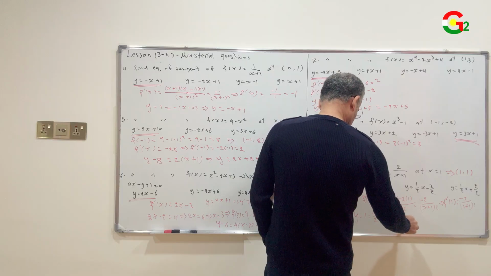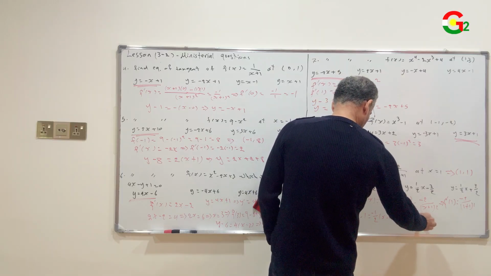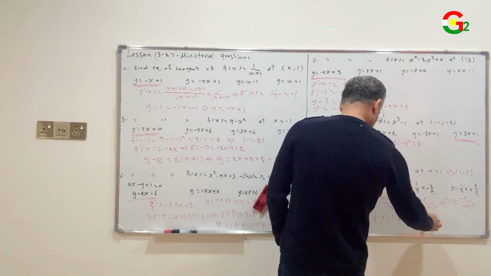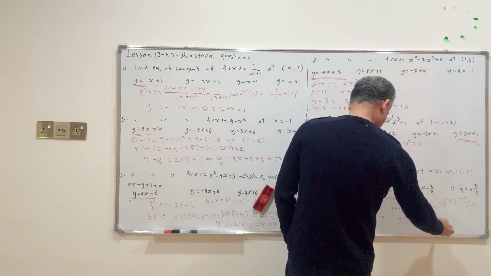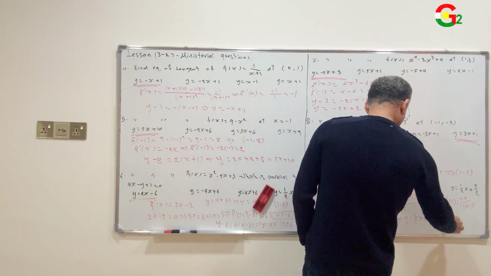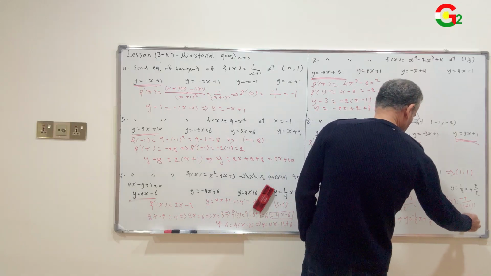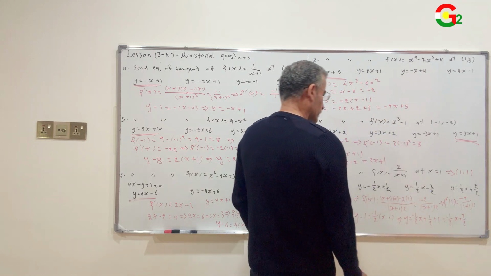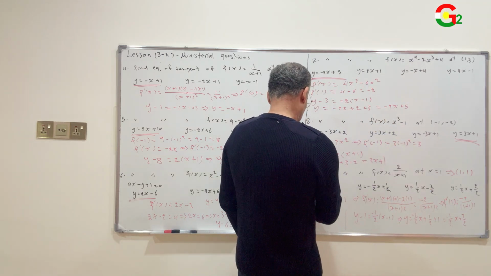Simplify this function. y equals negative half x plus half plus 1, equal to -1/2 x plus 3/2. Choice A.